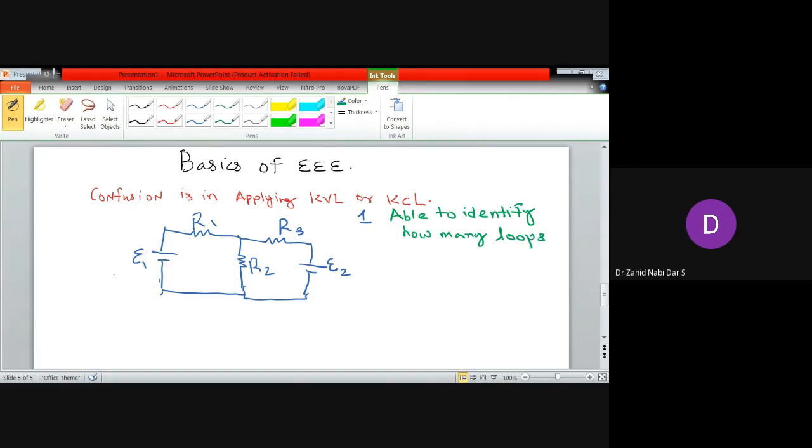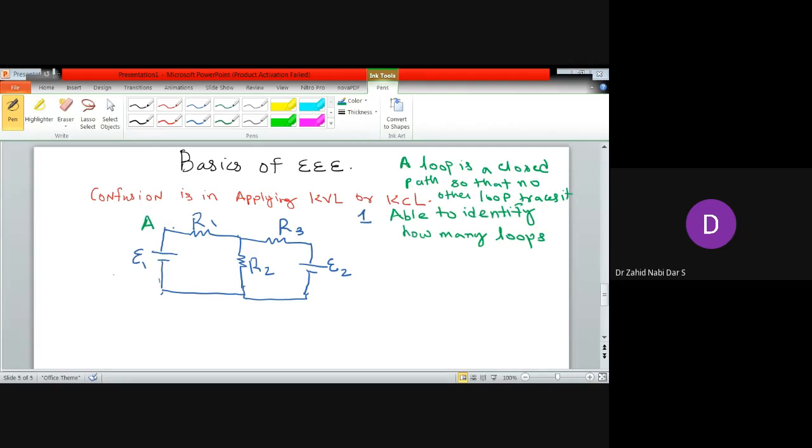See, what is a loop? A loop is a closed path so that no other loop traces it. Okay, here you see, I have to label.